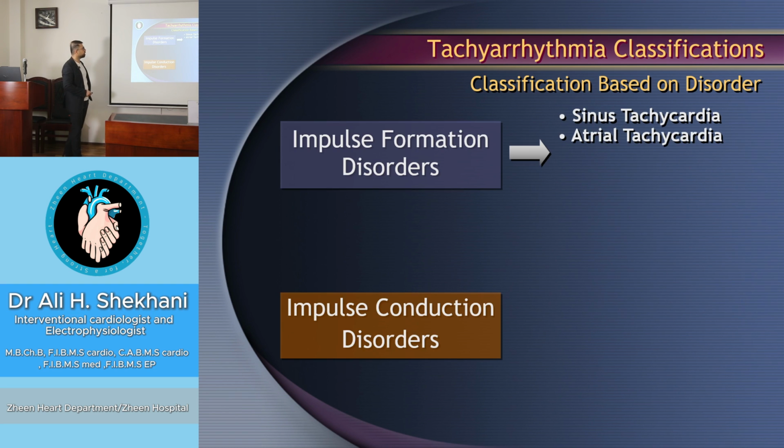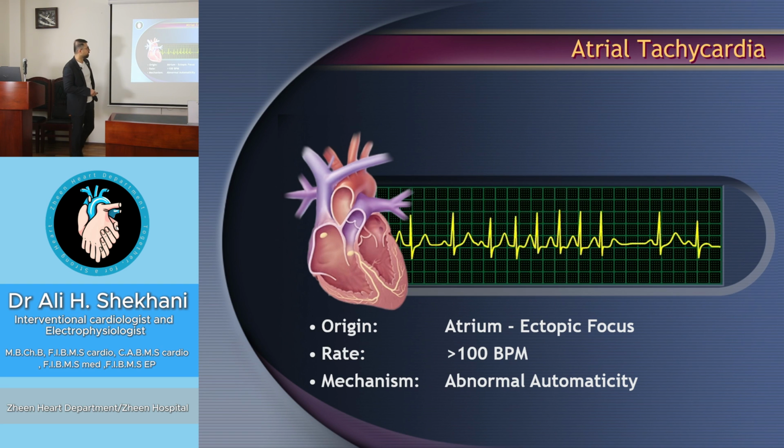And we have atrial tachycardia. Atrial tachycardia, the defect is in the atrium, and the heart rate is more than 100. Also, it has several mechanisms. Could be automaticity, could be triggered activity, could be re-entry tachycardia.